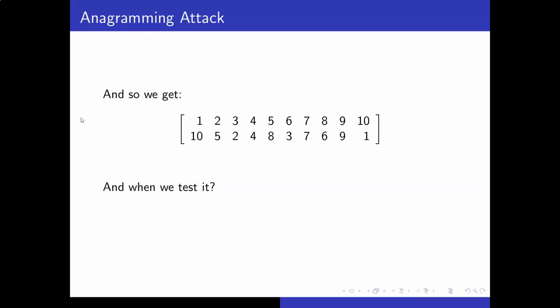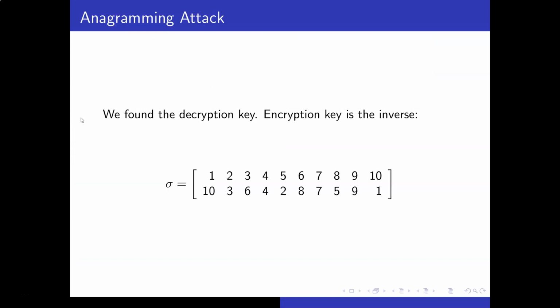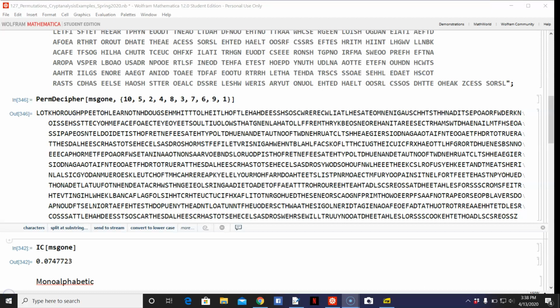Well, this isn't quite the permutation. We found the decryption key. We need the encryption key. The encryption key is the inverse of what we found, which is this bad boy here. So if we use this one on the other hand, we will see it decrypts properly.